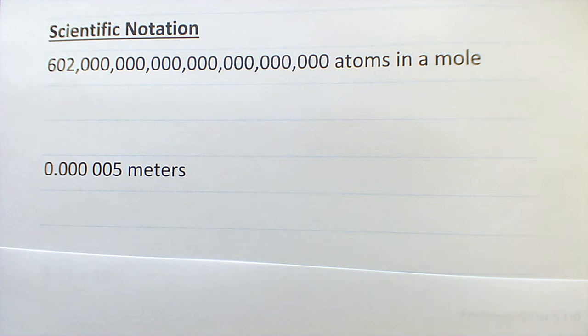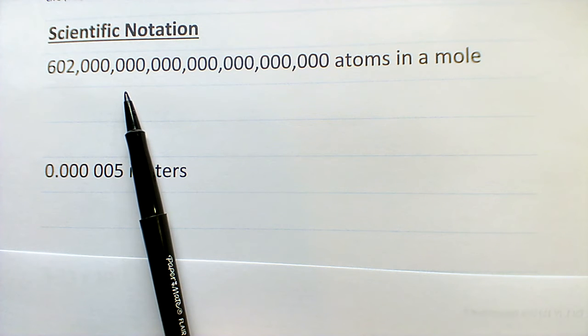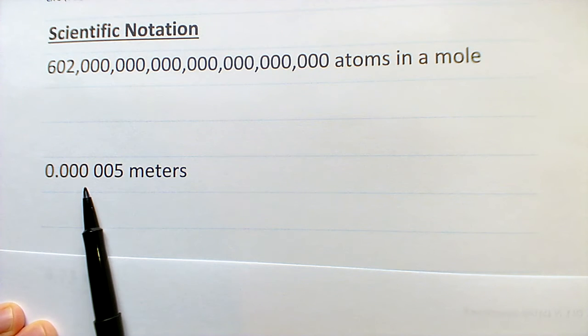Alright, so I'm going to do a small video on scientific notation. Scientific notation is invented in order to write very, very large numbers, like the number at the very top that you see here, Avogadro's number, the number of atoms in a mole. It's one of the largest numbers that students will encounter in high school, and then for very small numbers.